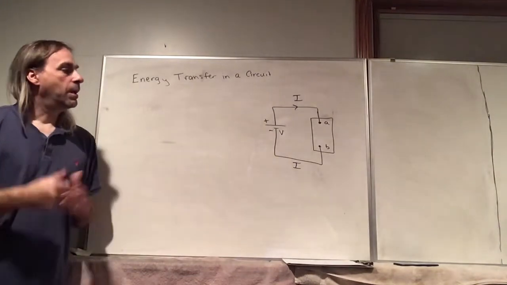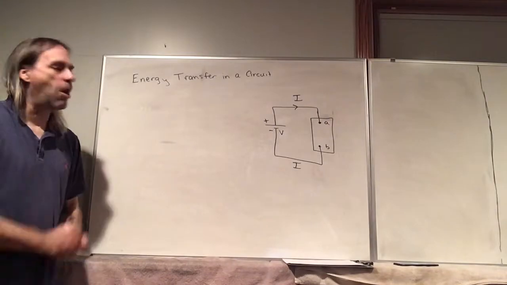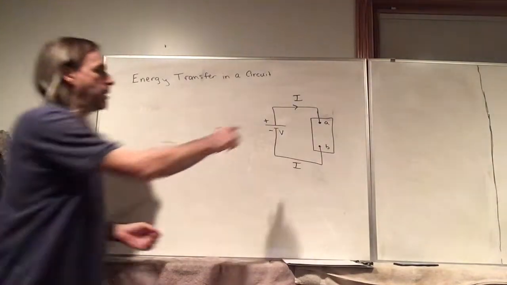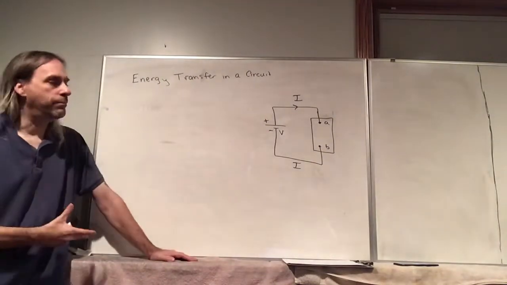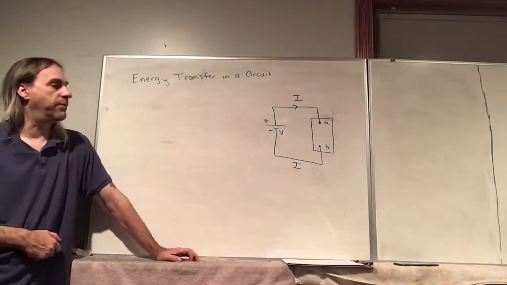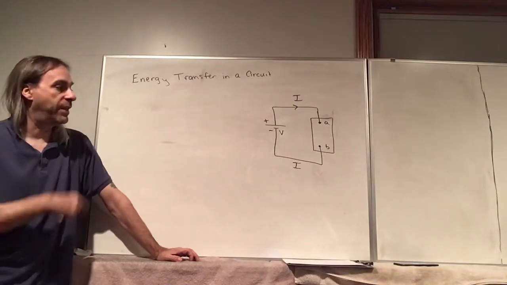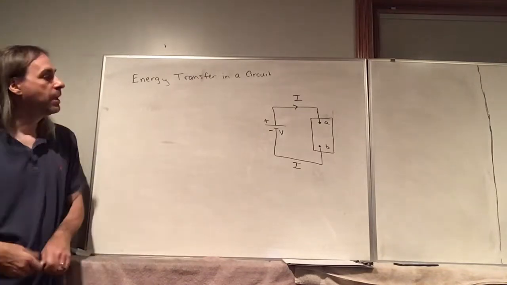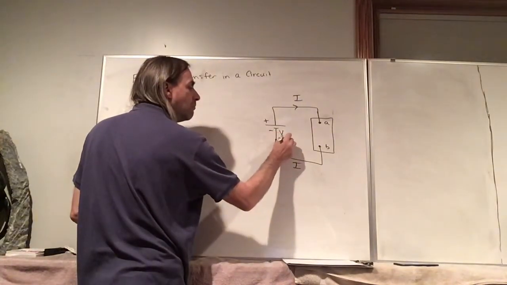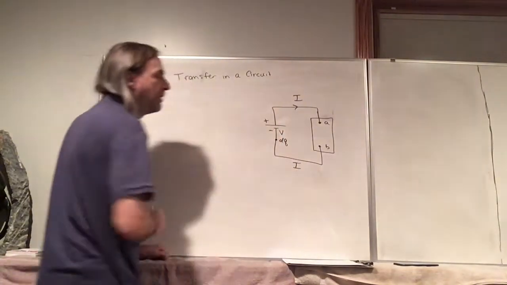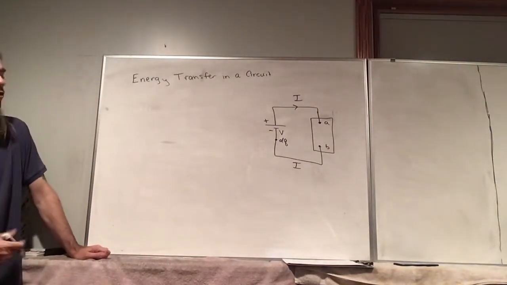Let's trace a small charge as it goes around the circuit. Now, overall, energy is going to be conserved here. So this charge is not going to gain energy if it completes a circuit. We have an amount of charge dq, and let's just follow it. When it goes across the battery, it is going to gain energy.